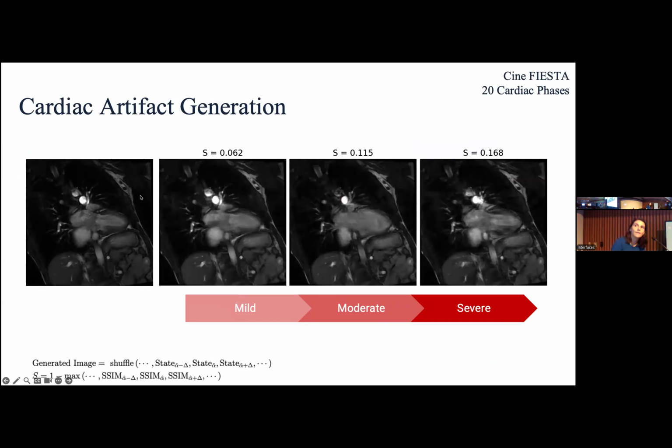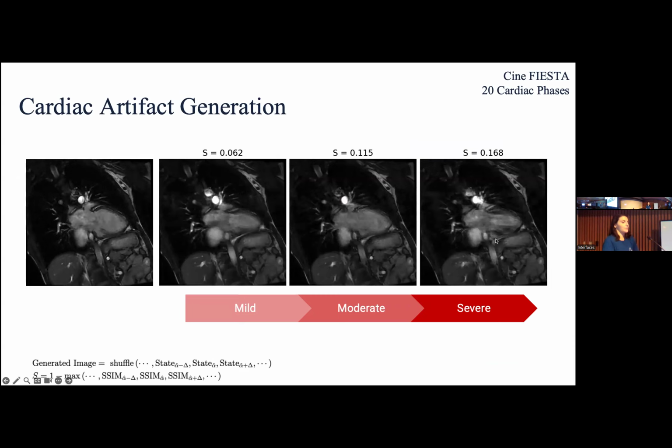So here you have the cardiac SSFP sequence. This is Cine, and it has, I think, 20 motion states. And what I've basically been able to show is that I can make varying levels of motion artifact and I can control it.